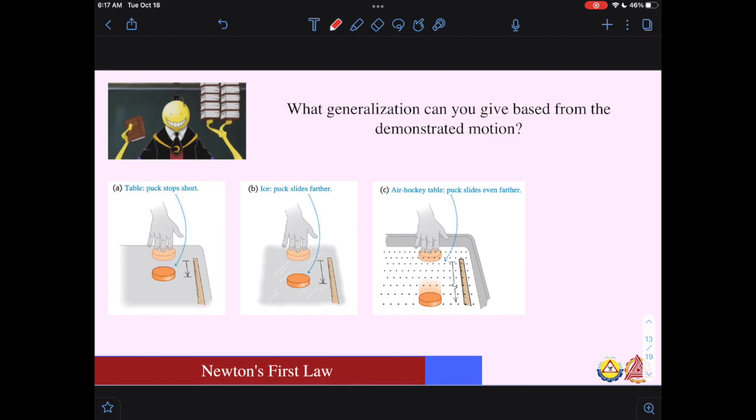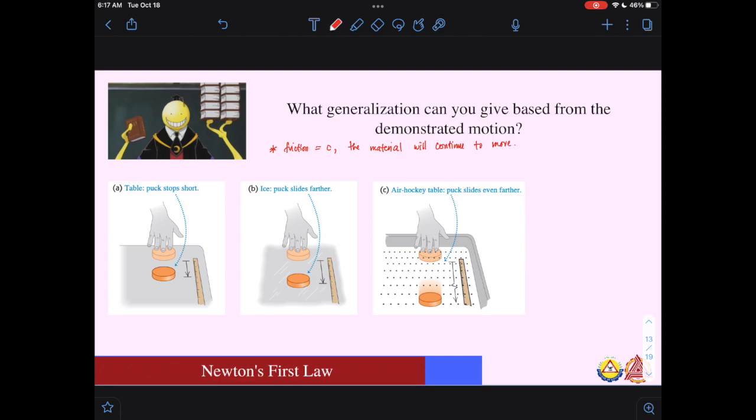So what generalization can you give based on the demonstrated motion? Let's help answer that. Firstly, when your friction approaches zero, or becomes equal to zero, the material, in this case our air hockey puck, will continue to move. It keeps moving and does not stop. But let's first deal with this case.